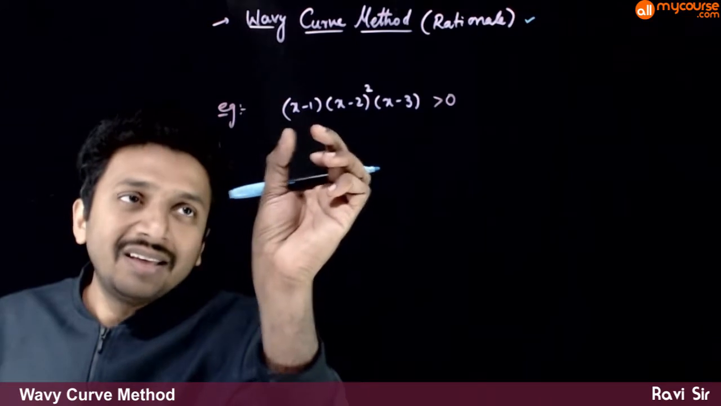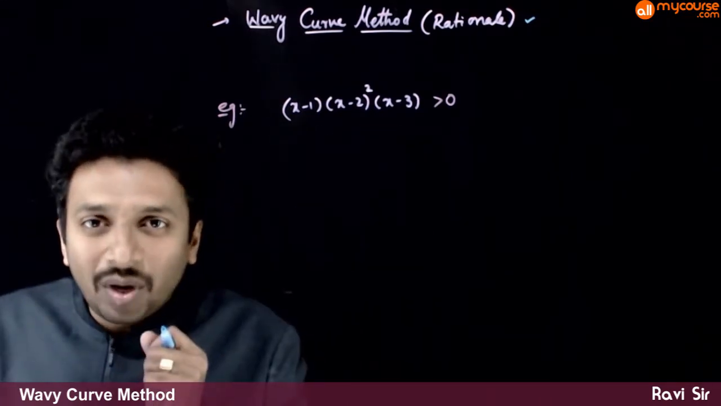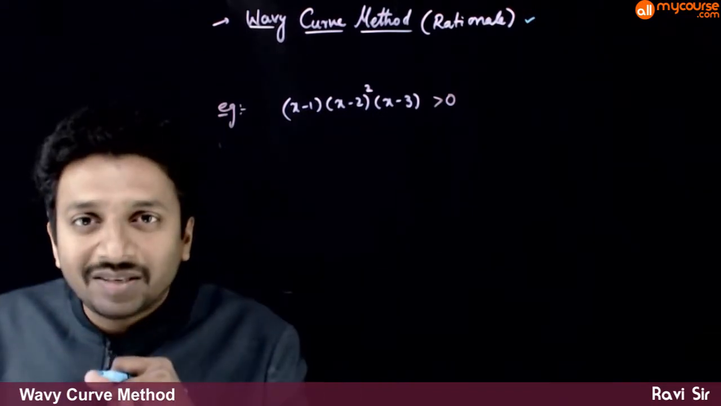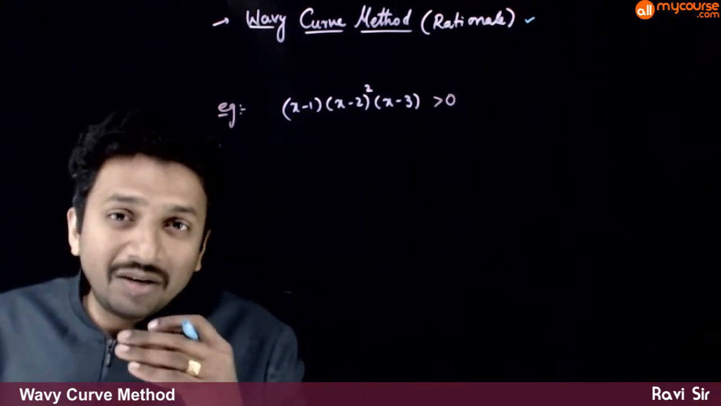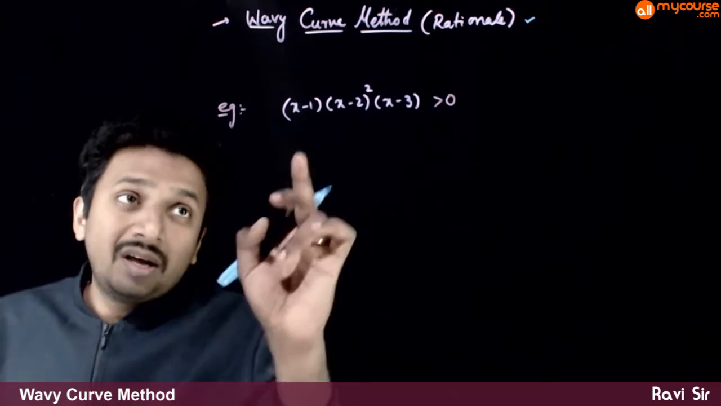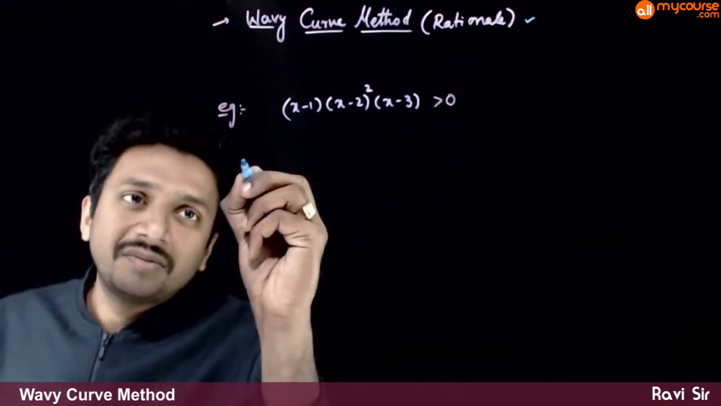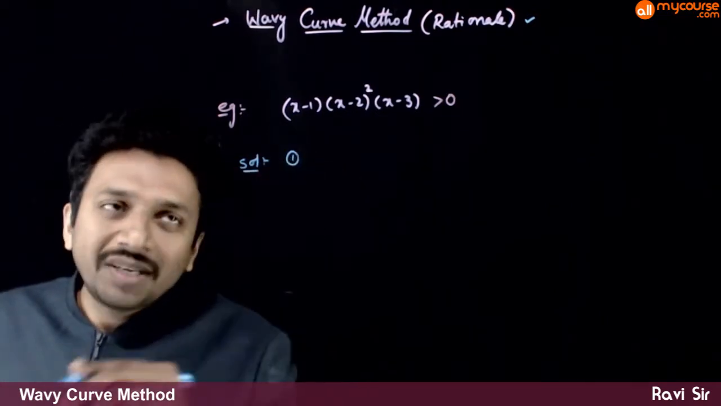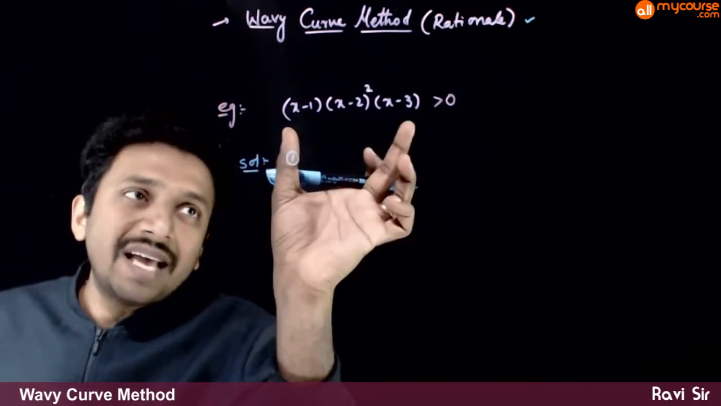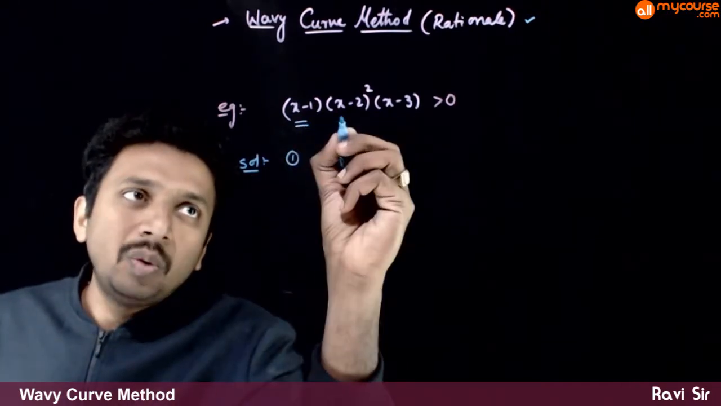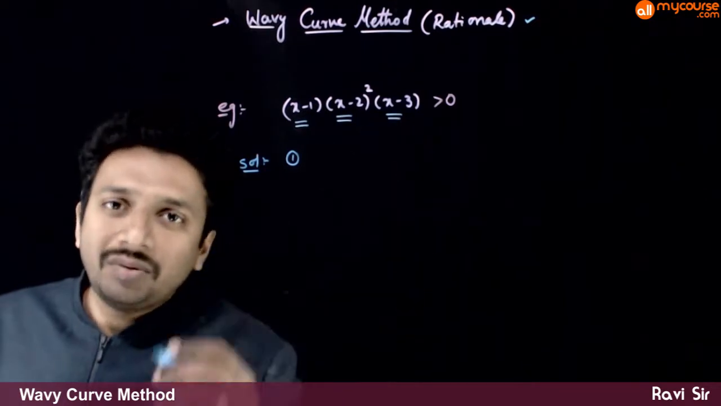Let us take a simple inequality: x minus 1 into x minus 2 whole square into x minus 3 greater than 0, and try to solve this logically. How do we analyze this? First we know that this expression will be equal to 0 at x is equal to 1, x is equal to 2, x is equal to 3, right?